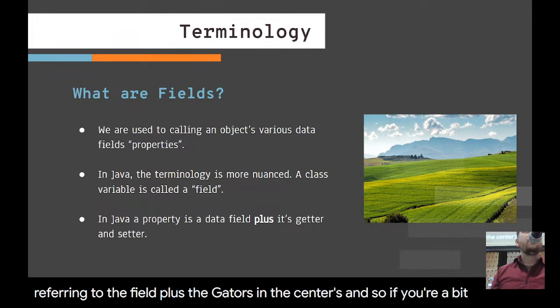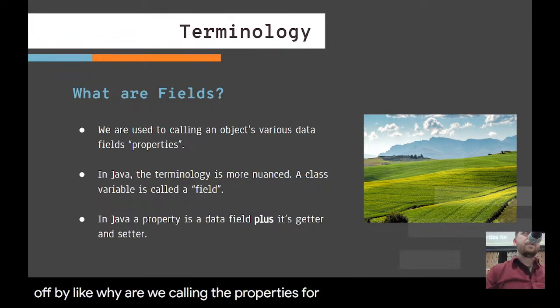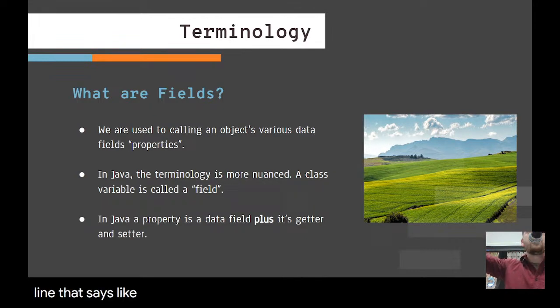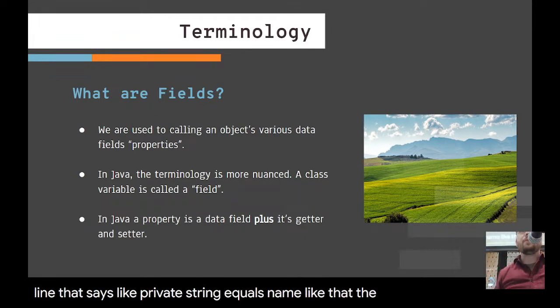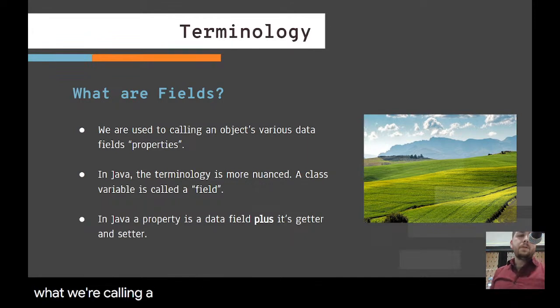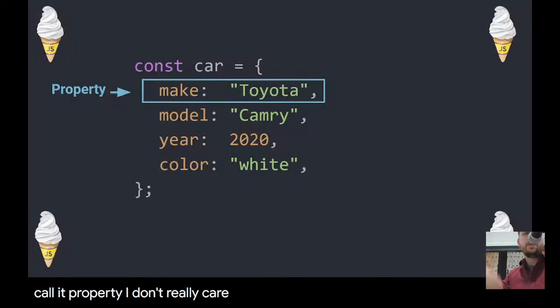If you're a bit thrown off by why we're calling the properties fields, we're just talking about the line that says like private String name at the top of the class. That's what we're calling a field. But if you accidentally call it a property or you just prefer to call it a property, I don't really care. It's just a terminology thing.